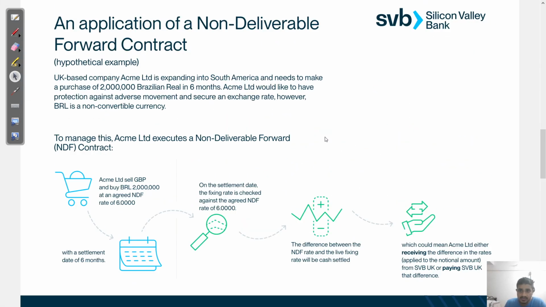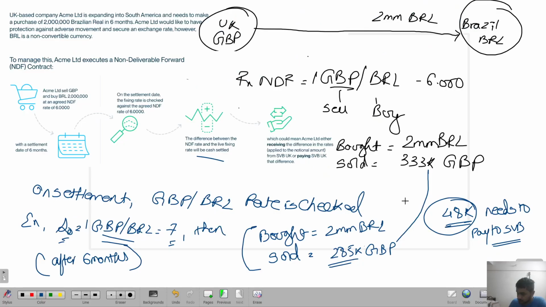Now let's understand with an example. Moving forward with the example we have on hand, the Acme company is trying to expand into South America, that is Brazil, and needs to make a purchase, so it needs to pay the Brazilian company 2 million Brazilian real in 6 months. So obviously Acme wants to hedge against the fluctuations.